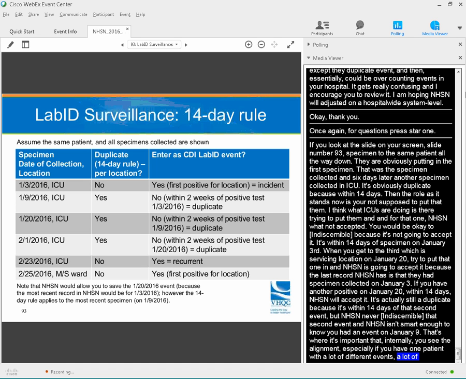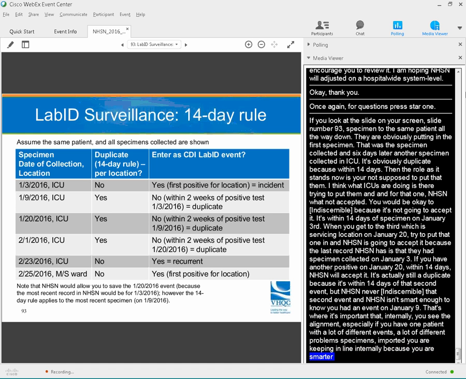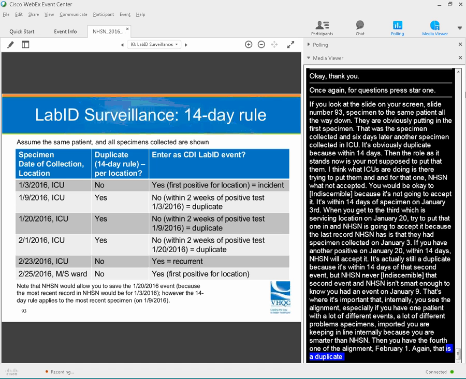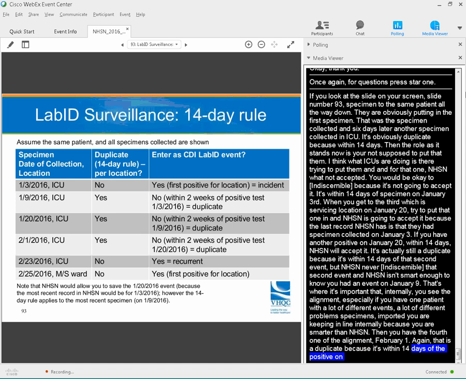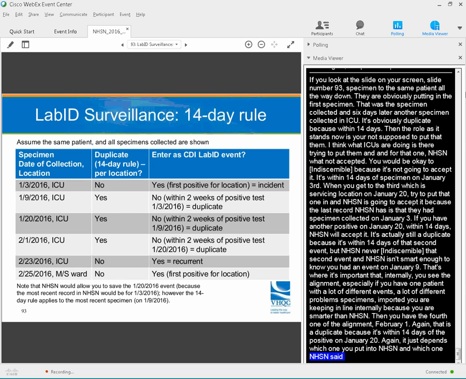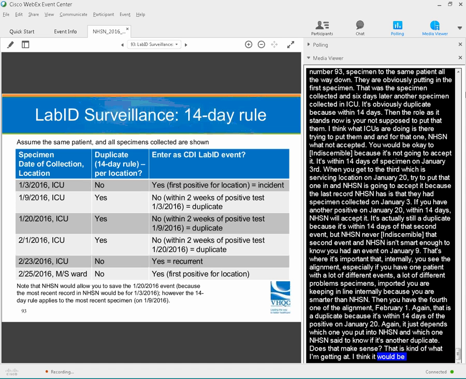And then if you have the fourth one on the line list, February 1st, again, that's a duplicate because it's within 14 days of the positive on January 20th. But again, it just depends which ones you put in NHSN and which ones NHSN has saved as to whether or not NHSN is going to know that's another duplicate. Does that make sense? I mean, that's kind of what I'm getting at, and I think it would be easier if NHSN just accepted all events and kept a record of the duplicates, but that's not how it's currently set up.